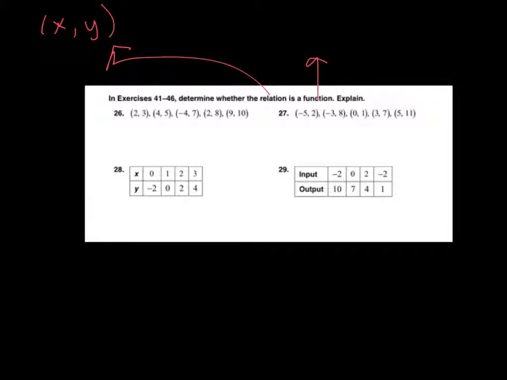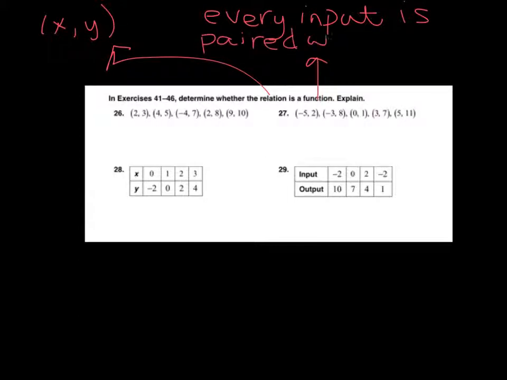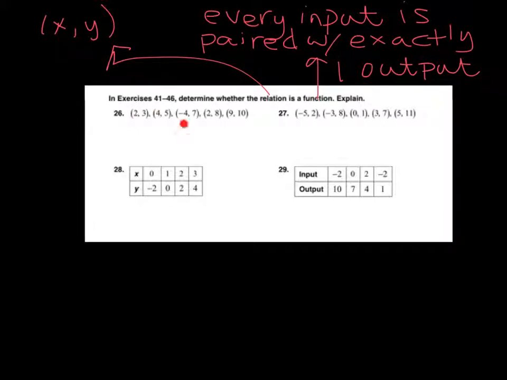A function is a special type of relation where every x, or every input, is paired with exactly one output. And remember, we watched a ton of videos and songs about functions. And what we determined was, if they're asking you whether or not something is a function, what you want to do is make sure that none of the x values repeat with different y values.